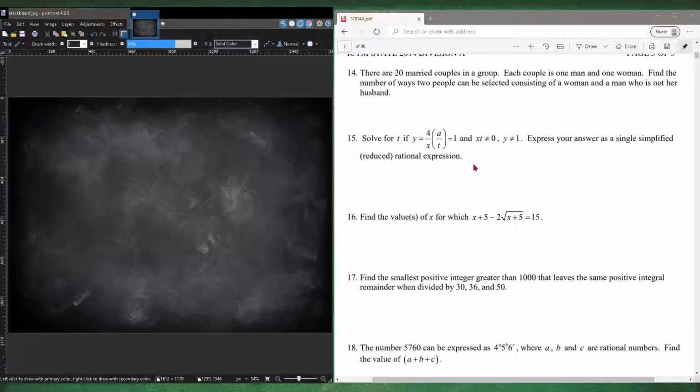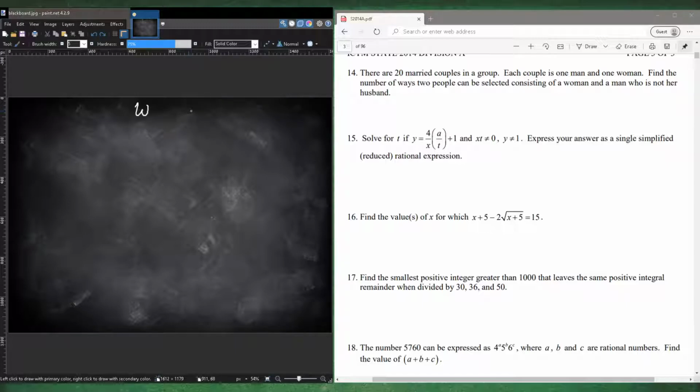Number 14. There are 20 married couples in a group. Each couple is one man and one woman. Find the number of ways two people can be selected, consisting of a woman and a man who is not her husband. Okay, so let's just separate them into women and men.